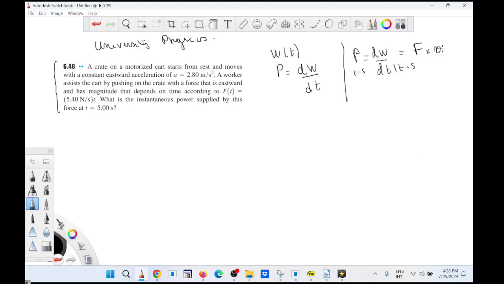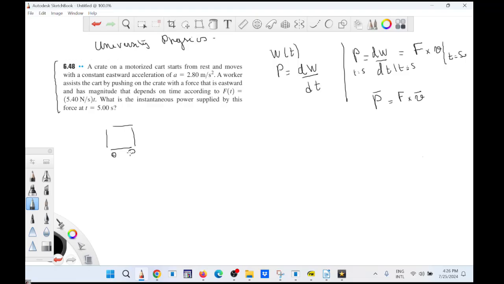So it's not the same as, for example, sometimes we talk about the average power and the force is constant. So then you will do the force times the average speed. In that case, it's not the same because here we are talking about instantaneous at a given time. So if I use that definition, it's much, much easier. So let's look what's going on.